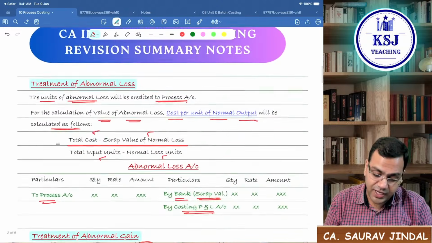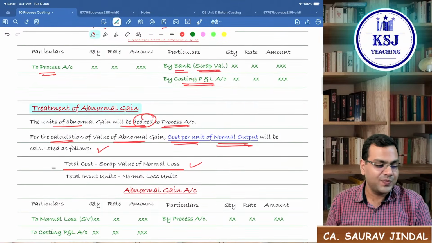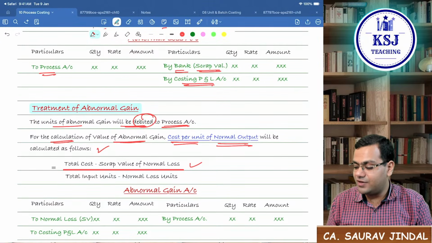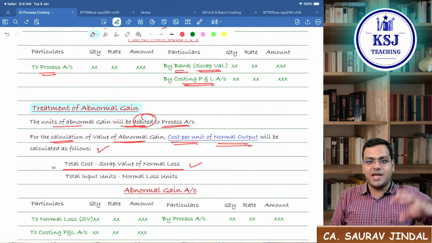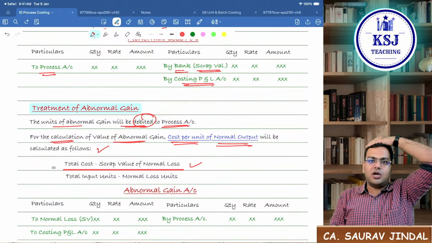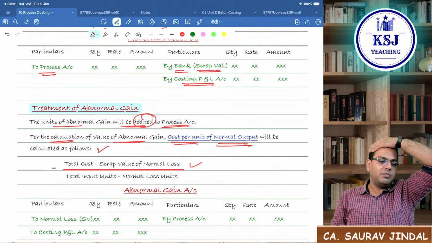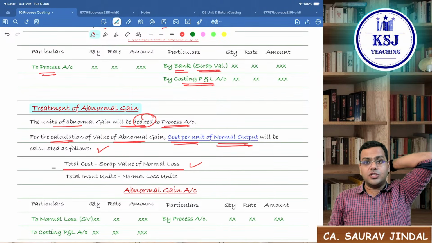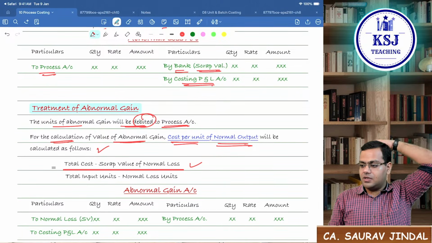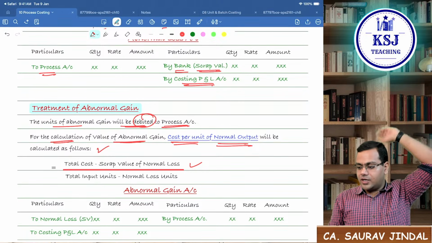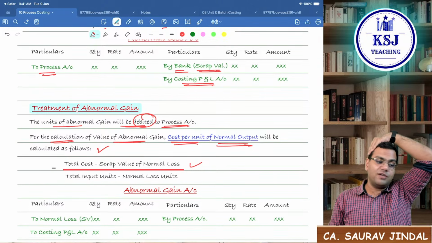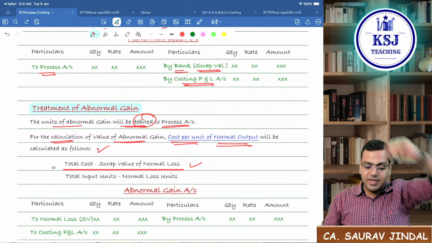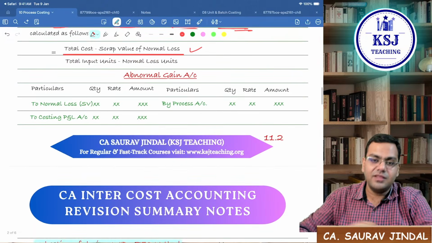Now, if there is a scrap value given for abnormal gain also, right? There was a normal loss, but the normal loss is less than expected, and those units are still not saleable. So what will you do? You can scrap it. If there is a scrap of abnormal gain also given, then in that case, we'll take it in the abnormal gain.